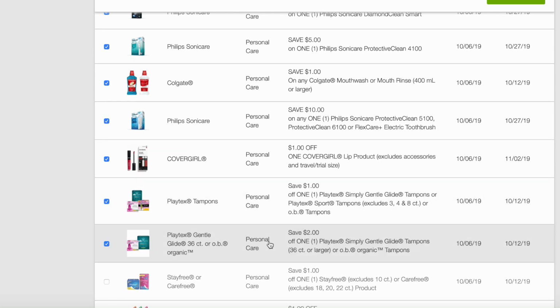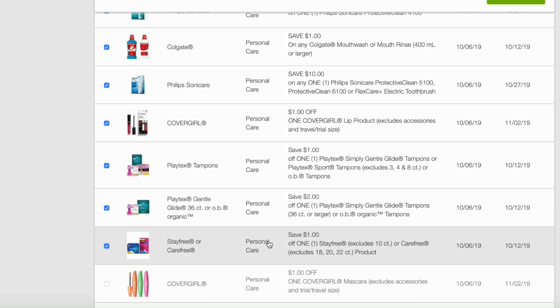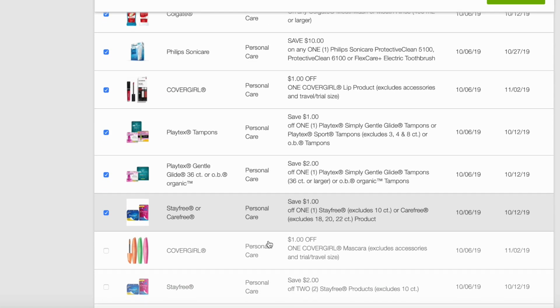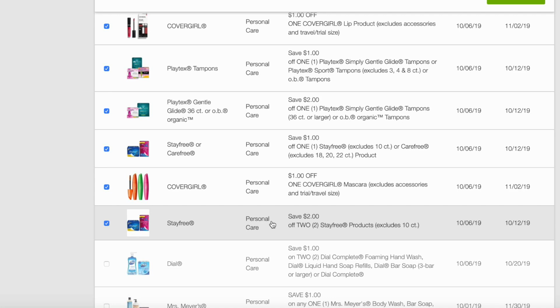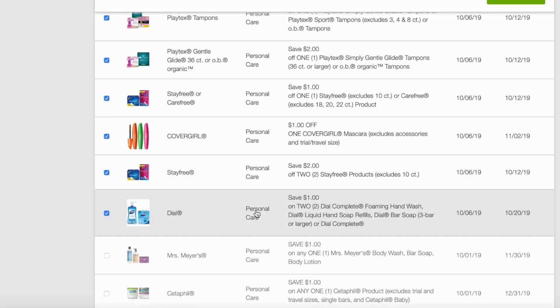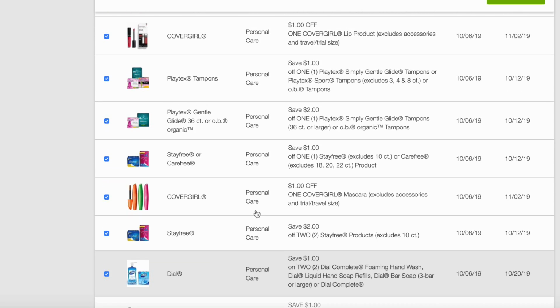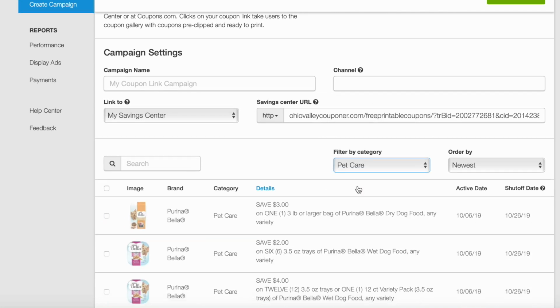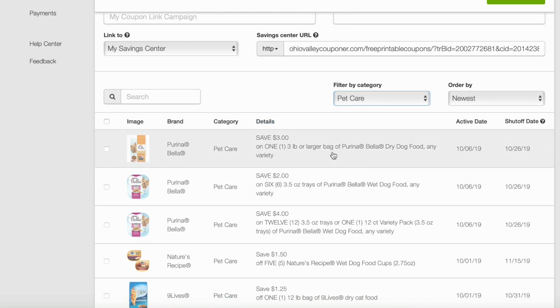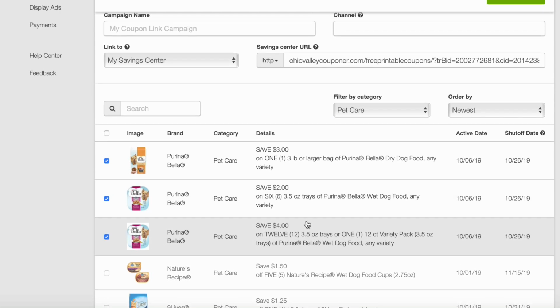$2 on Playtex Simply Gentle Glide. $1 on Stay Free. That's good because we have that $1.50 Ibotta rebate, so you're not going to want to pass that up. $1 on CoverGirl mascara. $2 on two Stay Free products. $1.82 Dial Complete foaming hand wash. And that's it for the personal care coupons. Let's see about... Oh, we do have a couple. Okay, just Purina Beyond coupons. That's pretty good. All right, that's all I have for now.